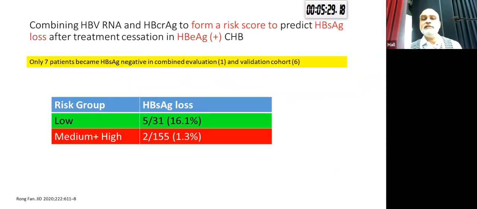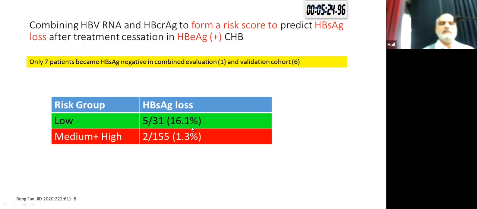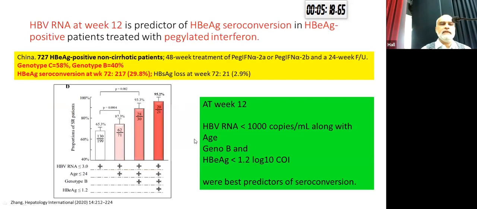Similarly, this risk score could also predict HBsAg loss. In the low risk group, 16% HBsAg loss, whereas in the medium and high risk group, only 1.3% HBsAg loss. Similarly, in PEG interferon treated patients, in E antigen positive patients, HBV RNA at week 12 remained a very good predictor of seroconversion to PEG interferon therapy.